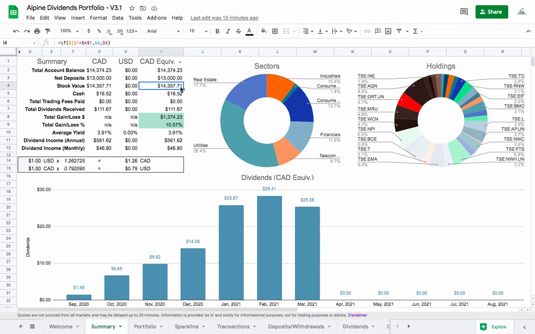Basically, today we're looking at a stock value of about $14,360 in my account, and we're up about 10.5%, or a total of $1,374, which is amazing. About 100 of that has come from the dividends themselves, and the rest has come from the appreciation in the stock price.